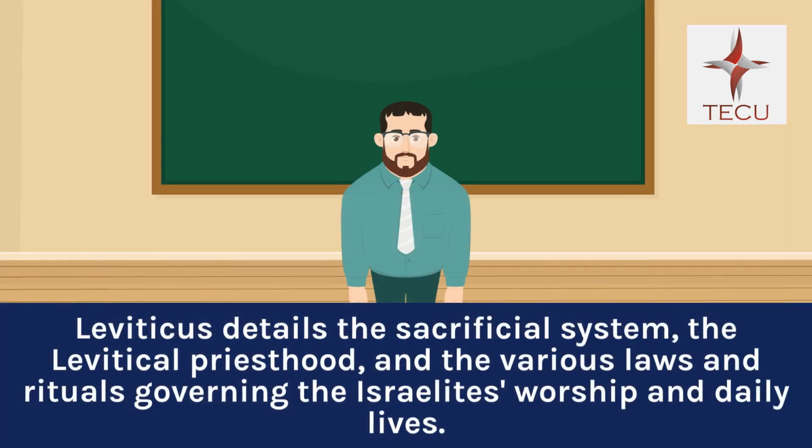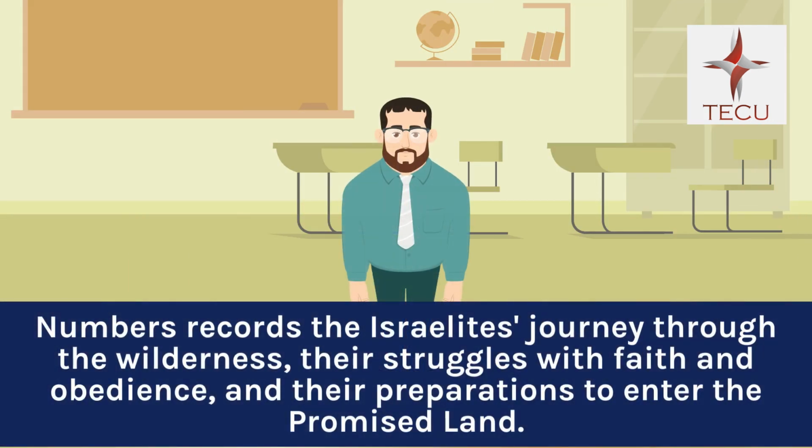Leviticus details the sacrificial system, the Levitical priesthood, and the various laws and rituals governing the Israelites' worship and daily lives. Numbers records the Israelites' journey through the wilderness, their struggles with faith and obedience, and their preparations to enter the Promised Land.